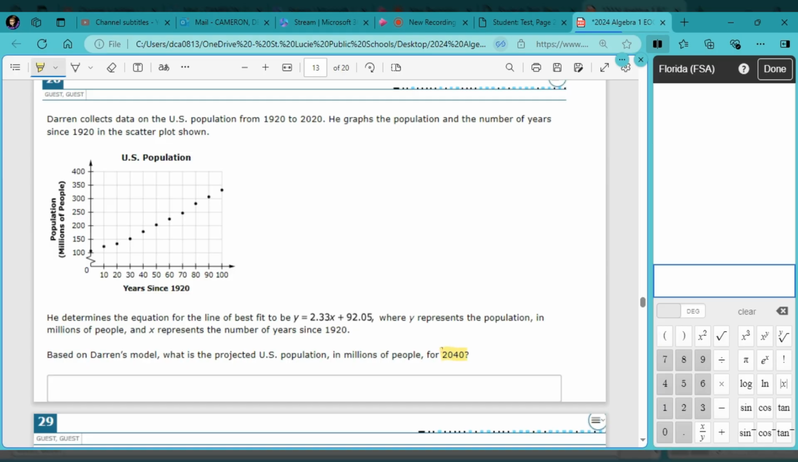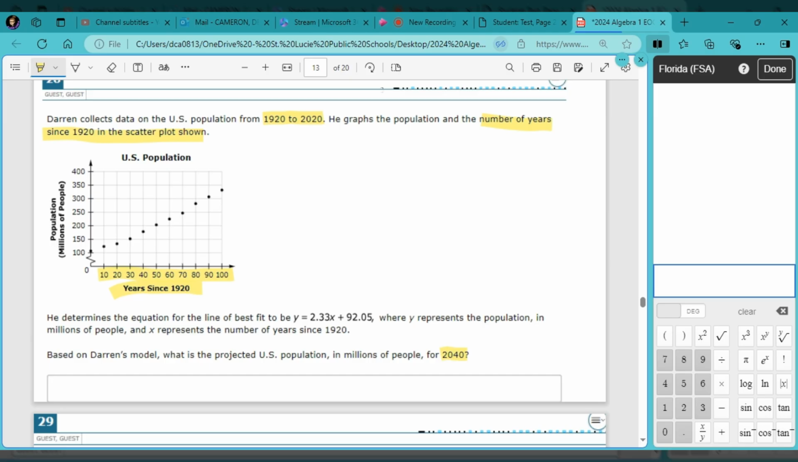And what years do we have graphed here? We have the years 1920 to 2020. And he graphs the population and the number of years since 1920 in the scatter plot shown. The number of years since 1920. And this is the years since 1920. So all of this that I made yellow, this is my X.